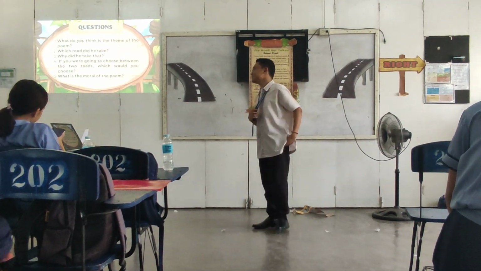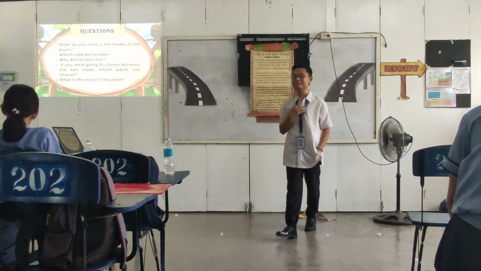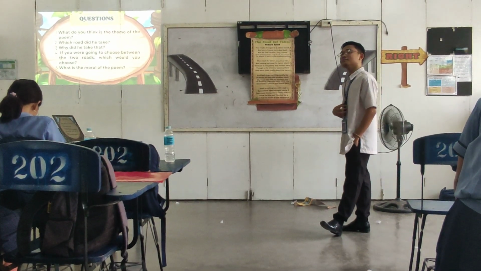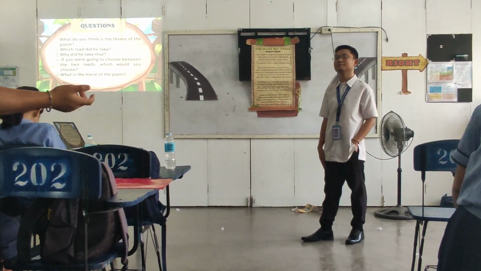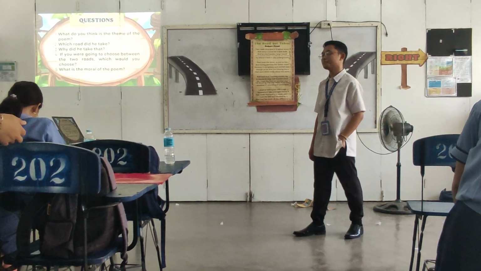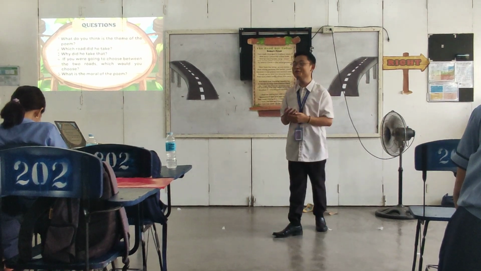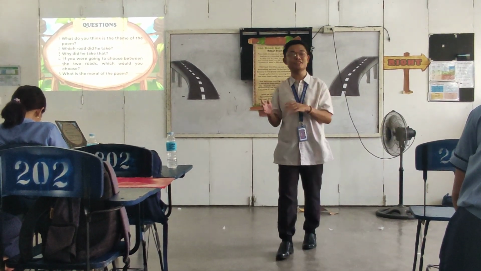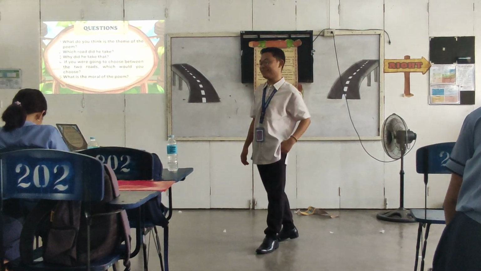Alright, for the last question, what is the moral of the poem? Let's have Mr. King. I think the moral of the poem, The Road Not Taken by Robert Frost, is that every decision has its own equivalent consequences. Therefore, you should choose your decisions wisely and think critically before you go through something. Alright, I couldn't agree more with what Mr. King said. So, if we are making a decision, let's think twice or even thrice before deciding.